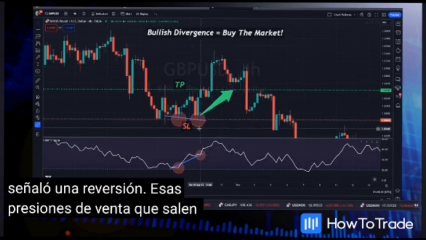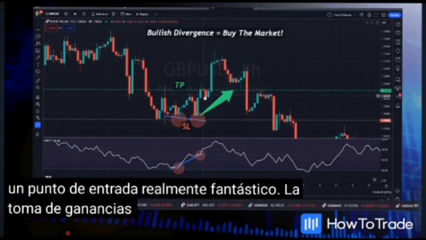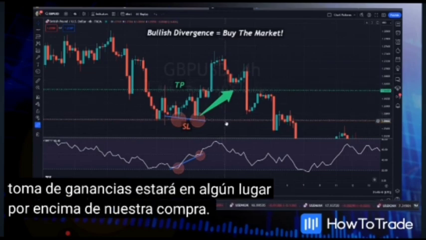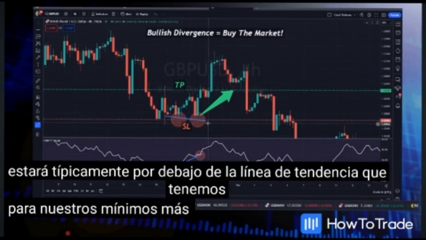Now, in this instance, it really did signal a reversal. Those selling pressures are coming out of the market, and we get in on the buying pressure. It's really a fantastic entry point. Take profit is going to be somewhere above our buy. Our stop loss is going to be typically beneath the trend line that we have for our lower lows there.